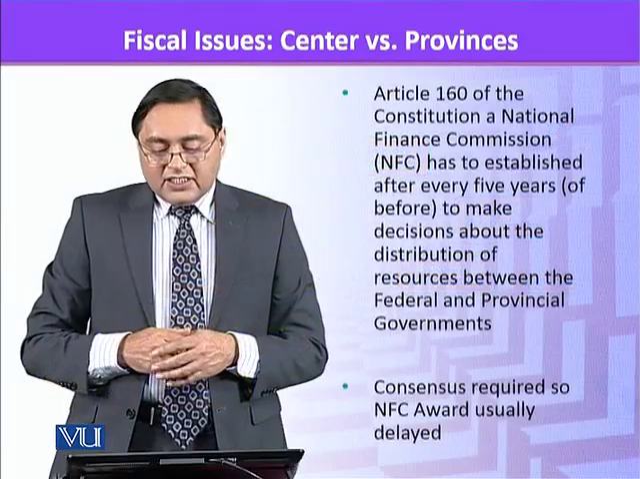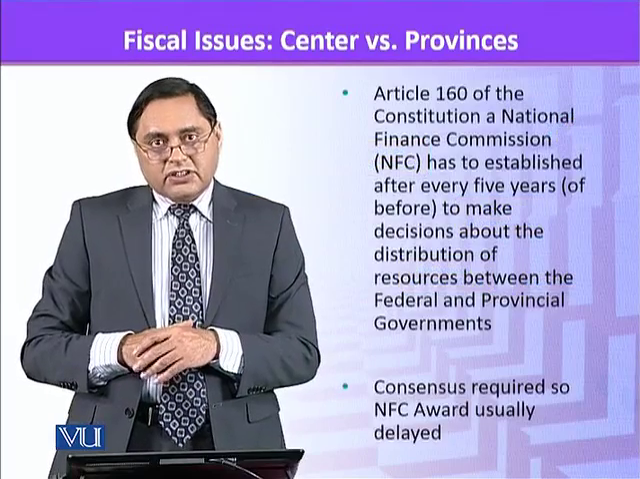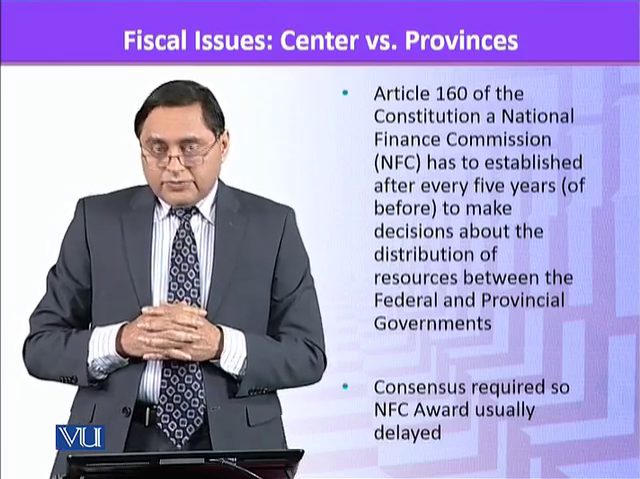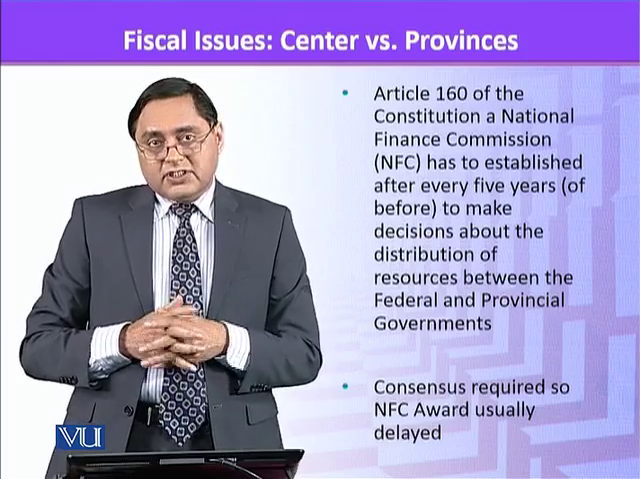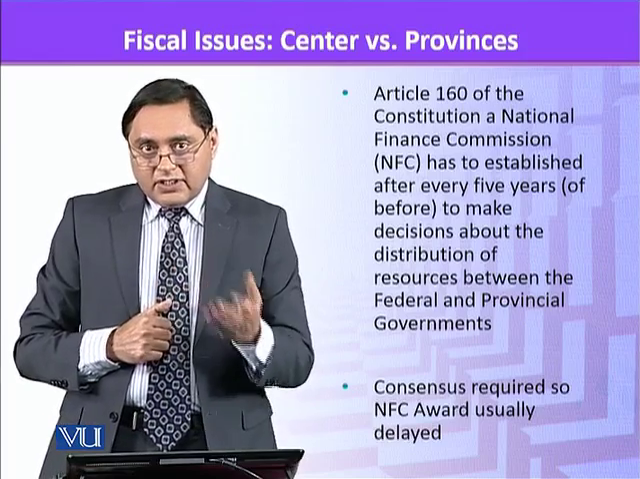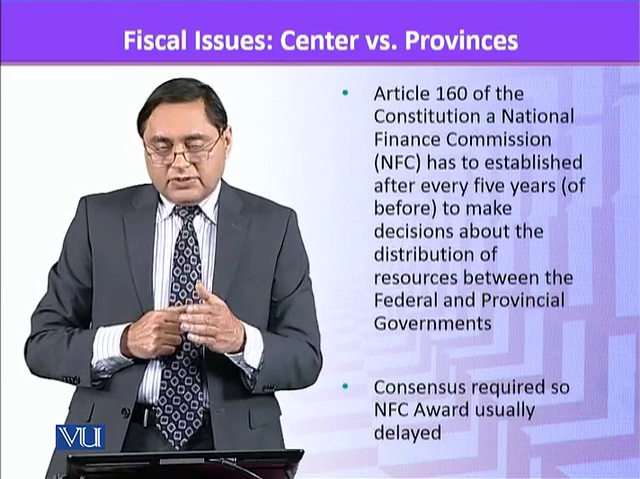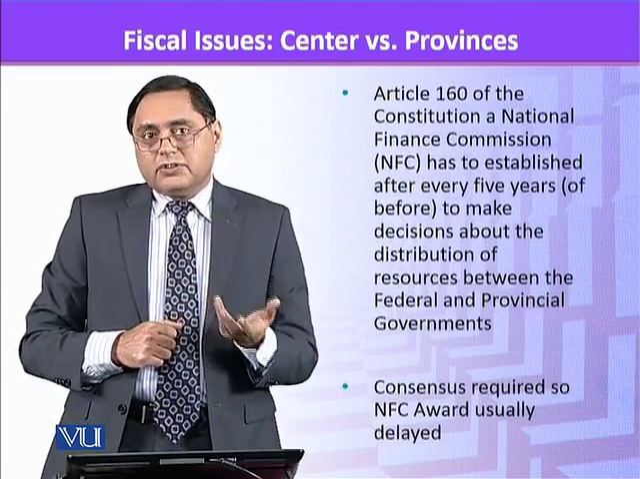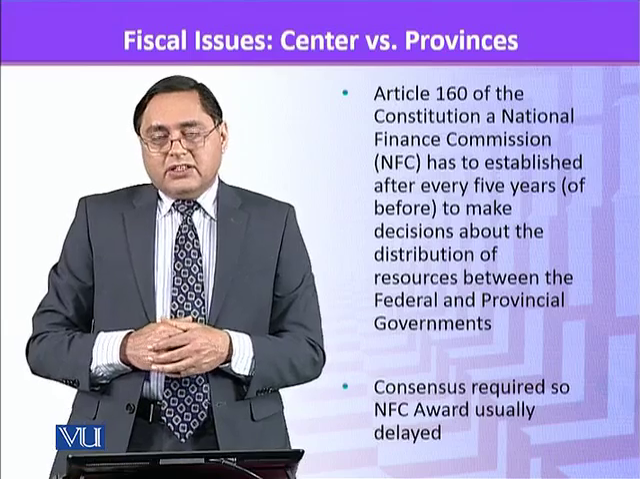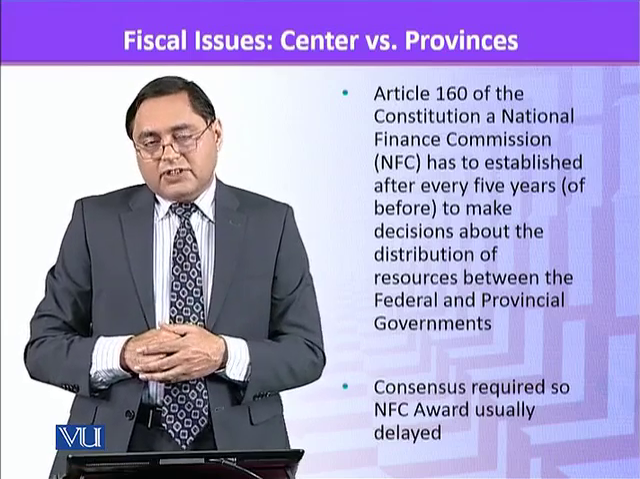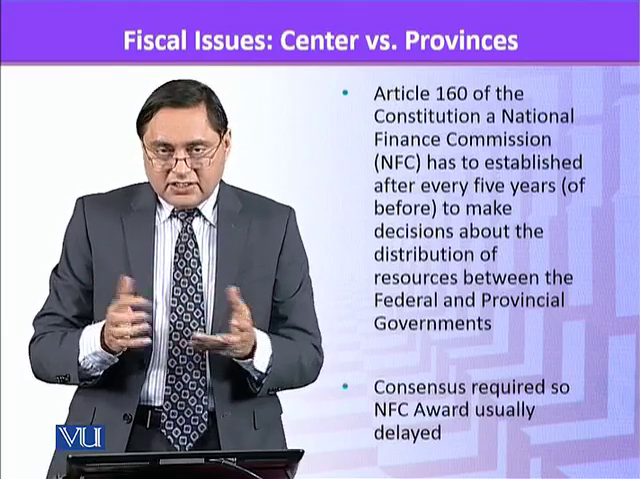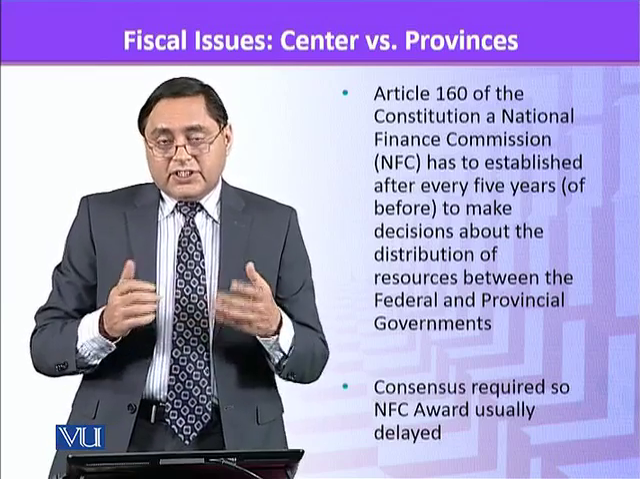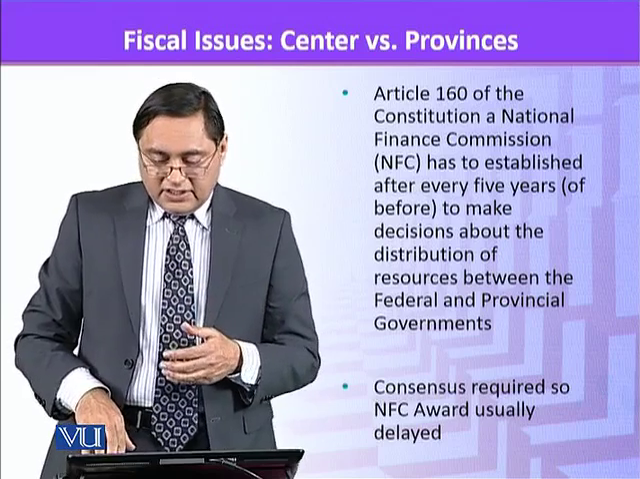Article 160 of the Constitution talks about the National Finance Commission, which is to be established 5 years or before to make decisions about the distribution of revenues between center and provinces and between provinces. Every 5 years or before, NFC is usually set, but we don't have an NFC award after every 5 years because consensus is required, and most of the time the provinces and the federation don't agree on what is to be done or what the division of resources should be.